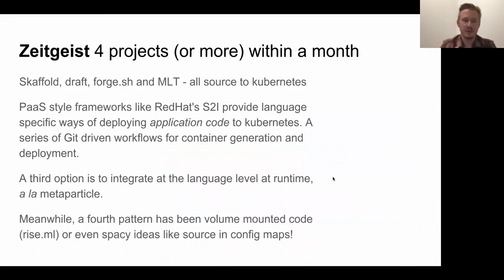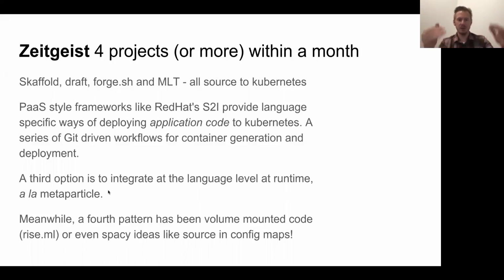Like we said before, at least 4 or 5 or maybe even 6 different projects have been coming out, like a small wave recently. Scaffold and MLT, the latter something we've built, came out within maybe a month of each other. Draft came out last year. I discovered Forge today, which is very similar to what we have as well.